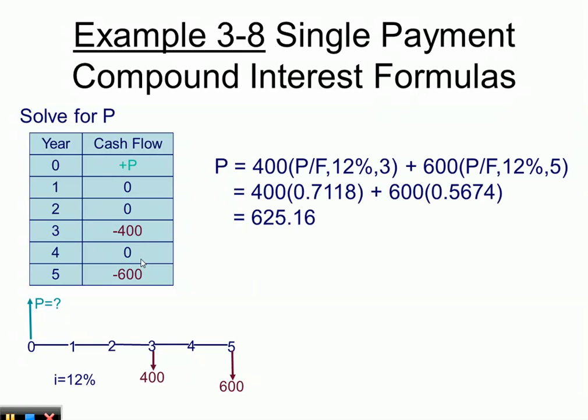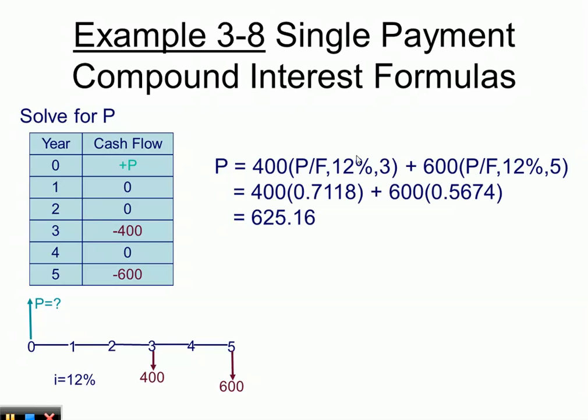And we also find the equivalent present sum of money for 600 at year 5. So this is our future amount of 600. Given F, the future amount, we're going to find its equivalent present sum, P given F, at 12%. And here's 5, because the 600 happens at year 5, so n is 5 in this case. Why can we add them together? Because this and this are both now at the present time. At the same time, we can add them together. And that's what we do.